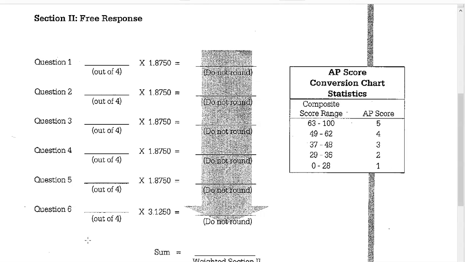When do you find out your score? It's usually around the first or second week of July, which is a long time to wait, I know, but that's when you find them out.